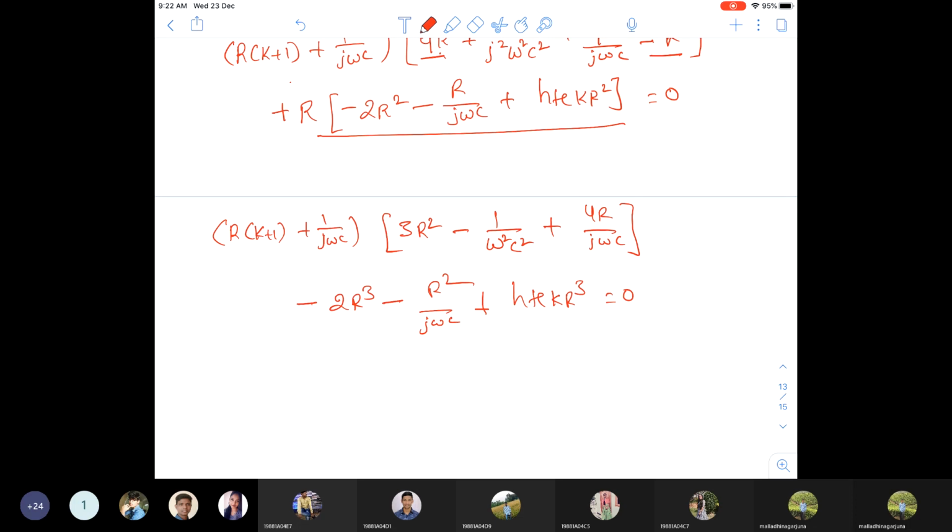Now we have to separate the imaginary part and the real part. You have to write the imaginary part in one place and the real part in another place. So make the imaginary part equal to 0, then you get the frequency. Take the remaining part and make it equal to 0, then you will get the condition for the sustained oscillations.